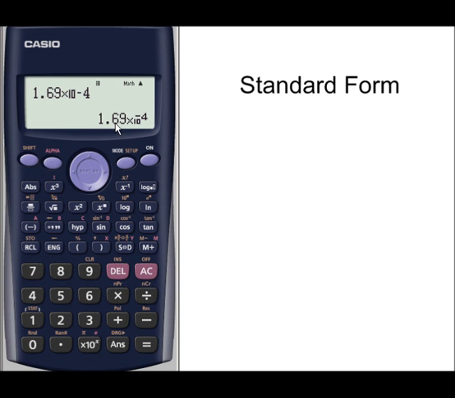And again, to change that to ordinary form, shift ENG. That doesn't say 10 to the power of 0 yet, so do that again. That's 10 to the power of 0, which means this is the number here in ordinary form, 0.000169.